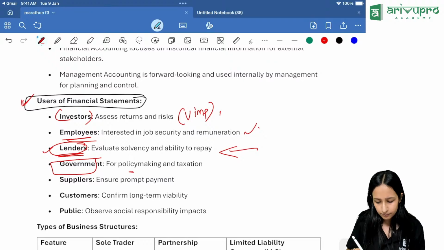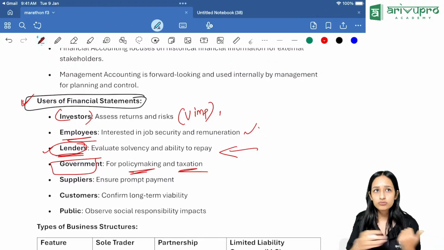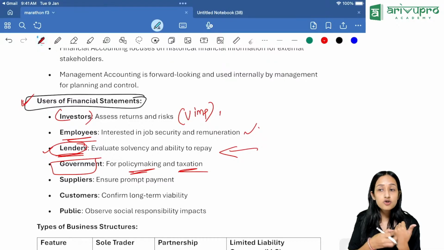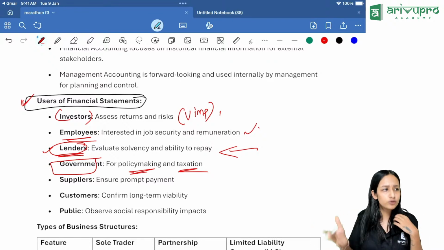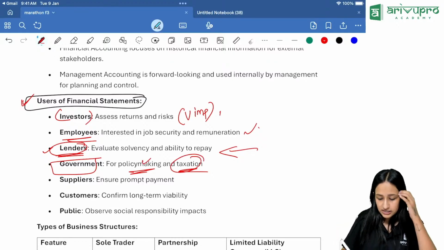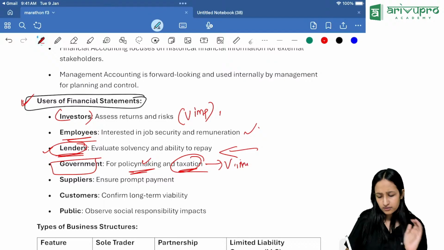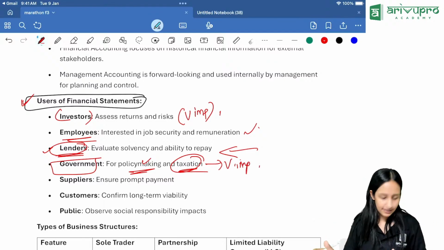Government, why? Policy making, taxation. What is policy making? Let's say there's a competition act. So if we have a monopoly and government doesn't want that, they can change the policy to make it against us, and then we'll have to do something that will satisfy the government. So policy making, taxation, very important. This is one of the major sources of income for the government, so that's why they do not want anybody messing with the tax.